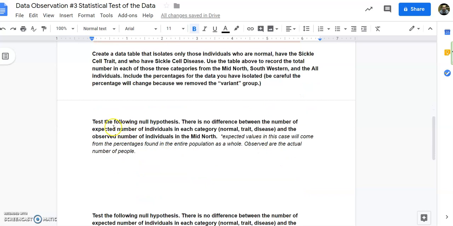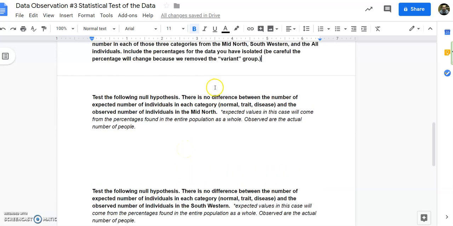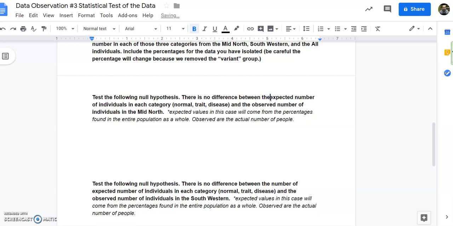And then once you've done that, you're going to test two different null hypotheses. That means you're going to do a chi-squared. And you're testing these hypotheses. First, that there is no difference between the expected number of individuals in each category, normal, trait, disease, and the observed number of individuals in the mid-north.